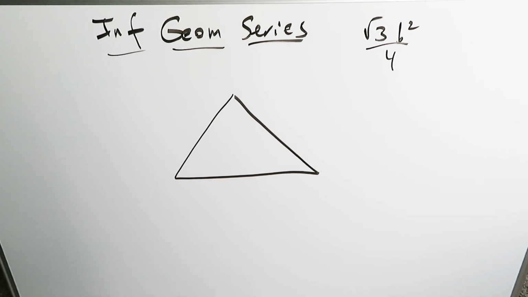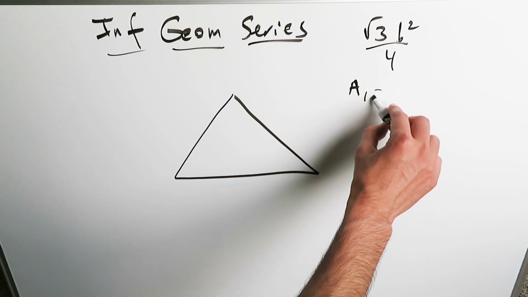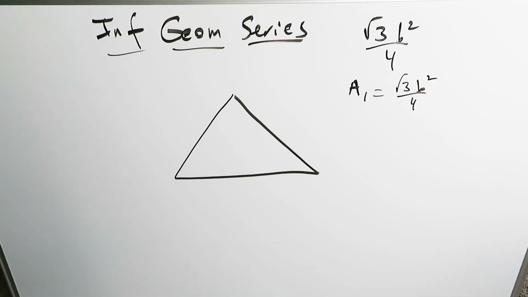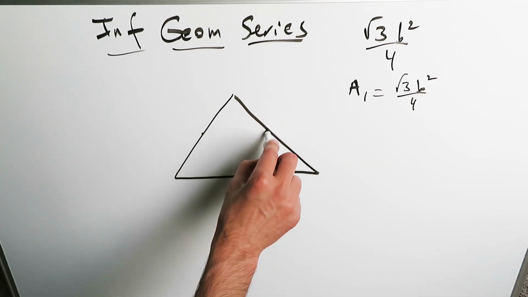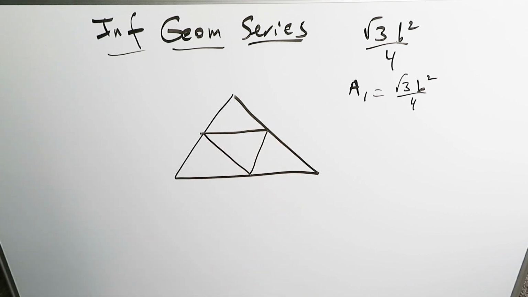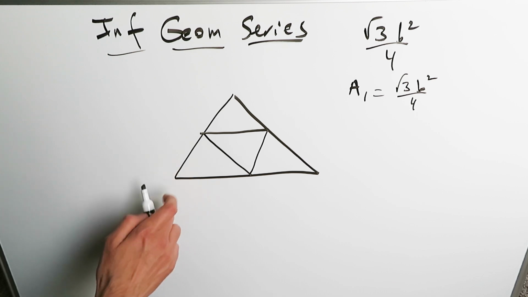Here is our starting equilateral triangle. I'm going to write here the area of my very first equilateral triangle is going to be root 3 B squared over 4. What is the pattern and how does it develop? Find the midpoints of each of these. My original triangle is split into 4 equilateral triangles. We're looking here at always this corner triangle right over here.